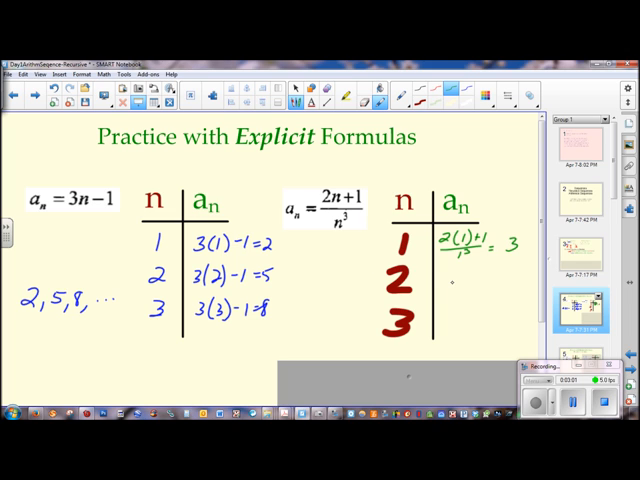For n being equal to 2, it's going to be 2 times 2 plus 1 over 2 cubed, which is 5 over 8. For the third term, it's going to be 2 times 3 plus 1 over 3 cubed. So we've got 6 plus 1 is 7 over 27. And so that's how an explicit formula works. It says you can calculate a sub n, where n is any number in any position in the sequence, just by plugging in an n on the opposite side.